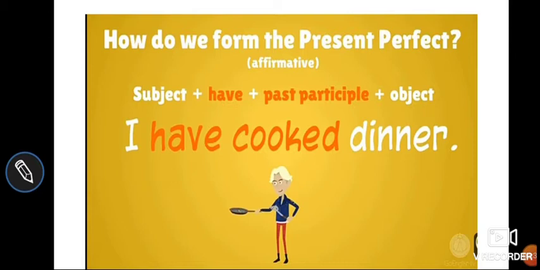Here's an example for you. I have cooked dinner. Now in this sentence, I is the subject, have cooked is the past participle, dinner is the object. I have cooked dinner is an affirmative sentence.